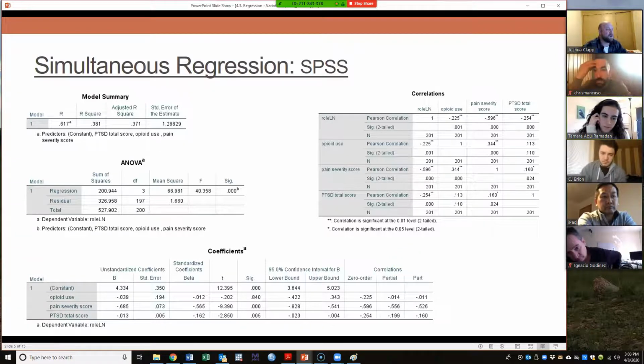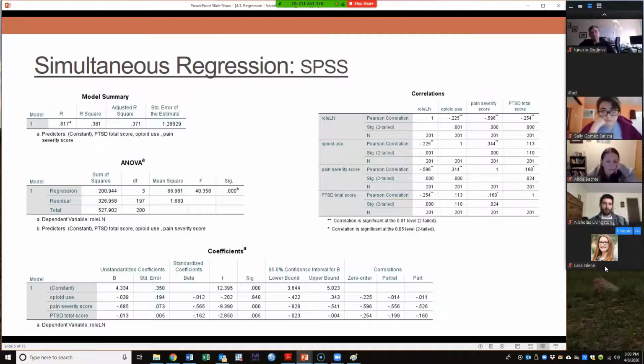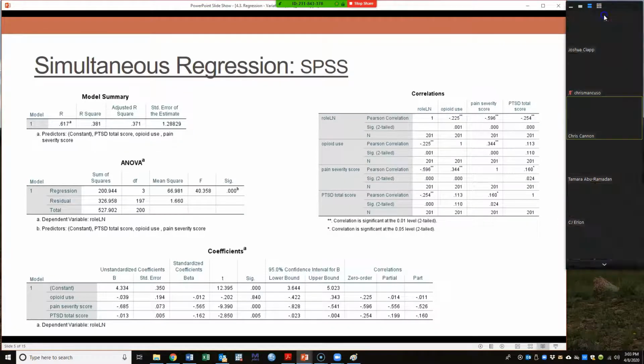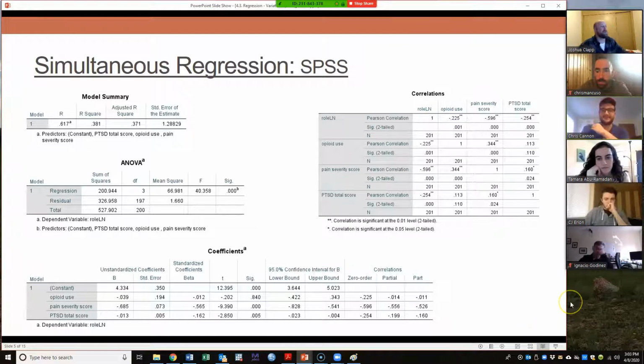Now, there are cases where we start to see standardized coefficients be larger or of opposite sign than our bivariate correlations. Does anybody know what that's called, or an indication of? Is that like they're going in opposite directions? Yeah, they're like competing with each other. Has anybody heard of suppression effects?